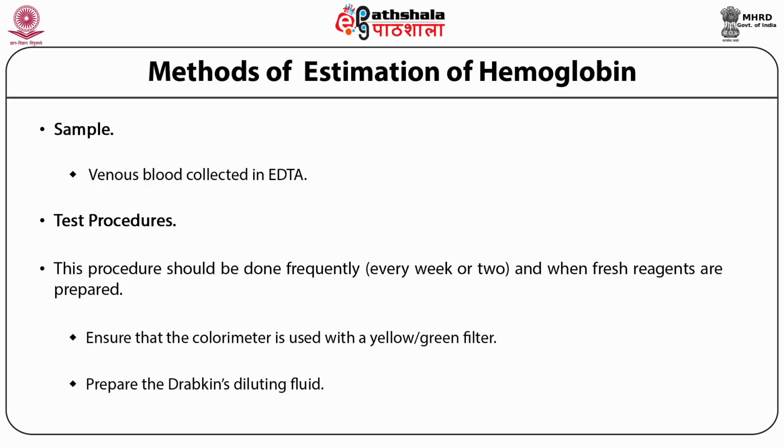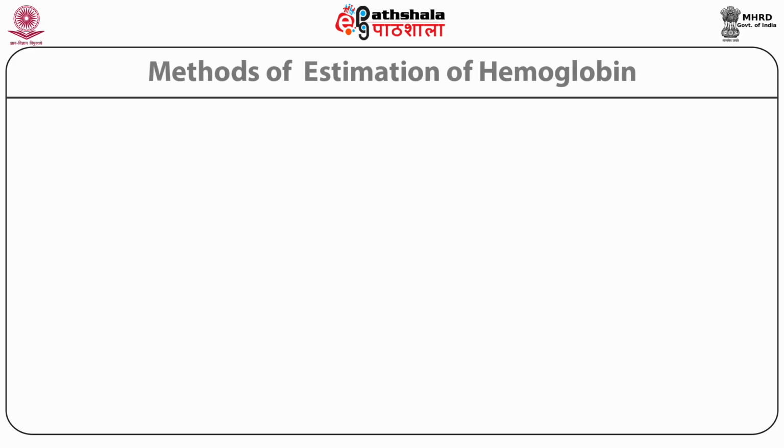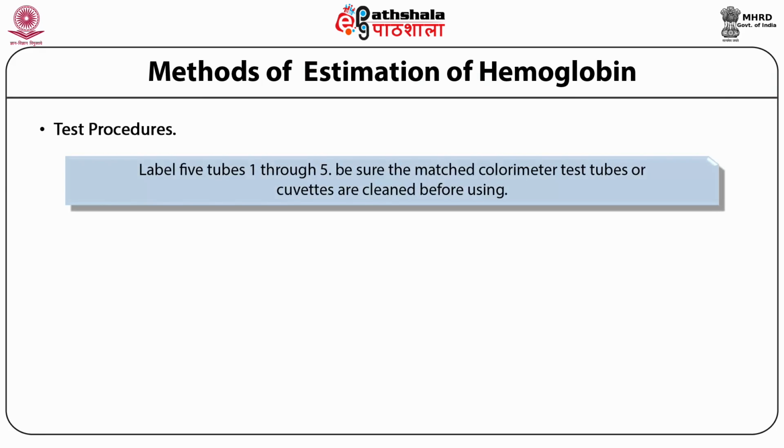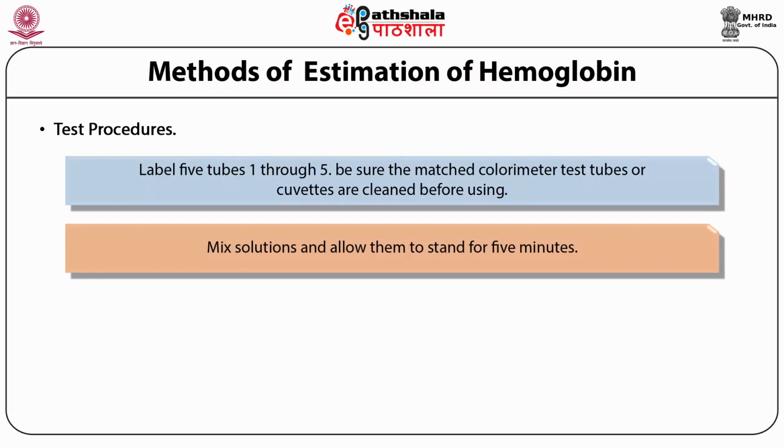Prepare the Drabkin's diluting fluid. Label 5 tubes 1 through 5. Be sure the matched colorimeter test tubes or cuvettes are cleaned before using. Prepare the dilutions by adding the standard solution of hemoglobin at 15.0 gram per deciliter to the Drabkin's diluting fluid in the quantities indicated here. Next, mix the solutions and allow them to stand for 5 minutes.